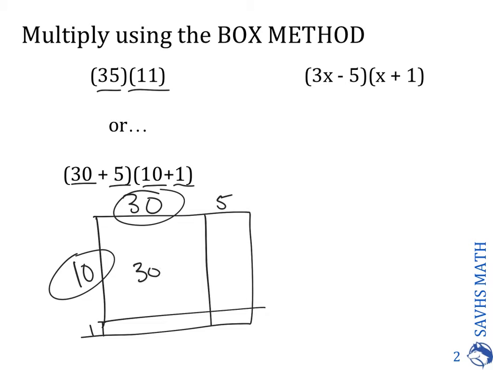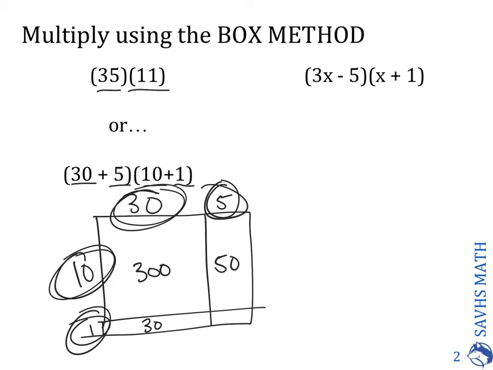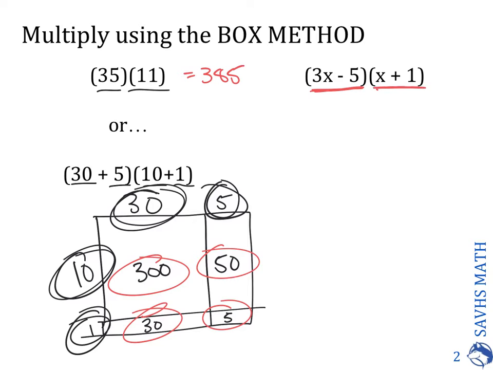And you get 300 and 50 and 30 and 5, and then you would add all of these things up, and that's 385. So my answer is 385. Remember that? Okay, you can do the exact same thing with multiplying these things together.